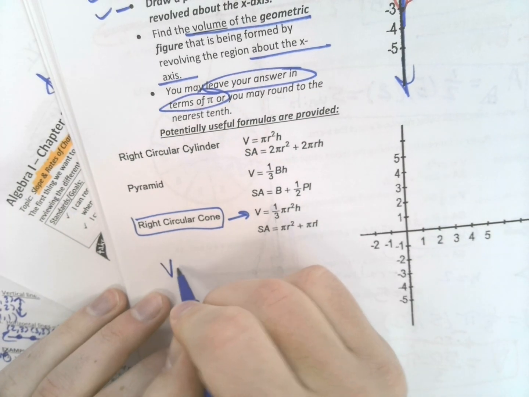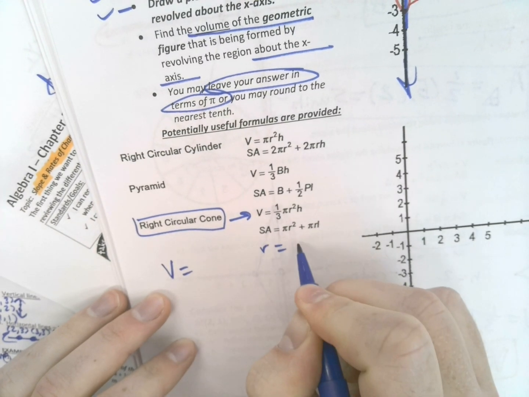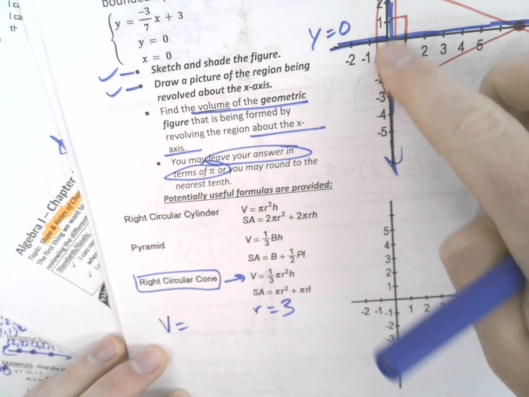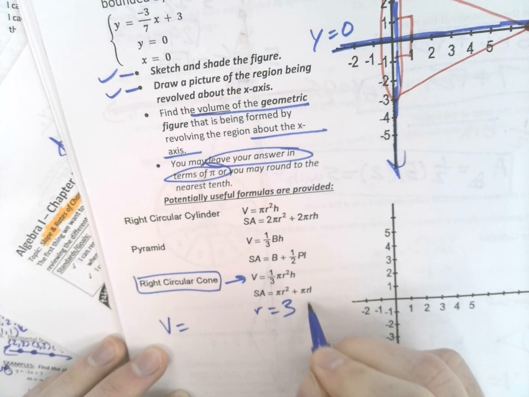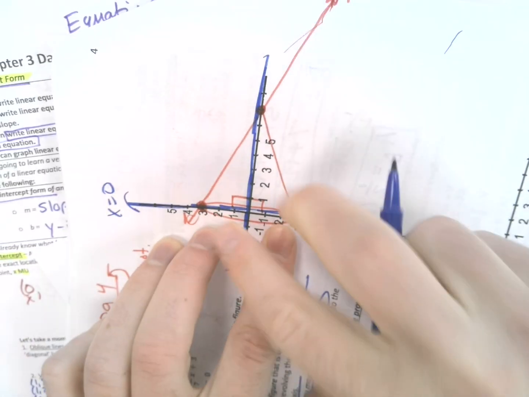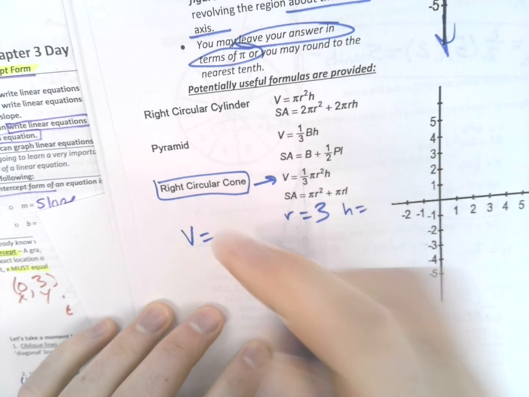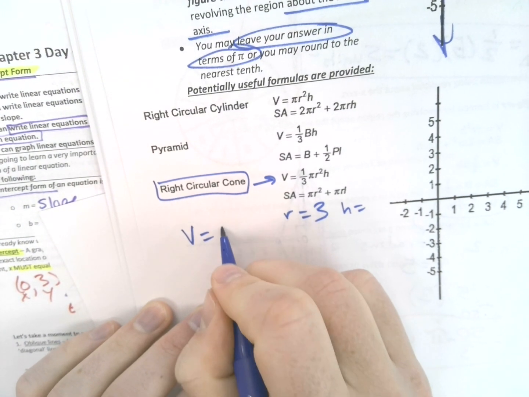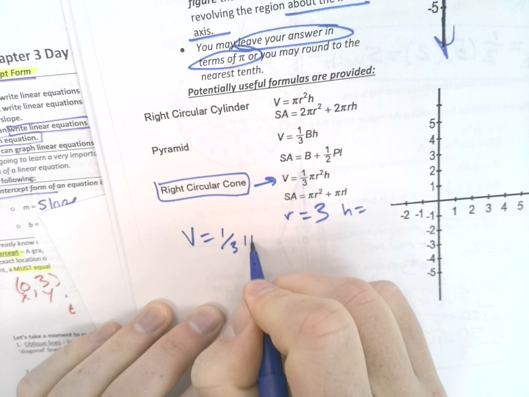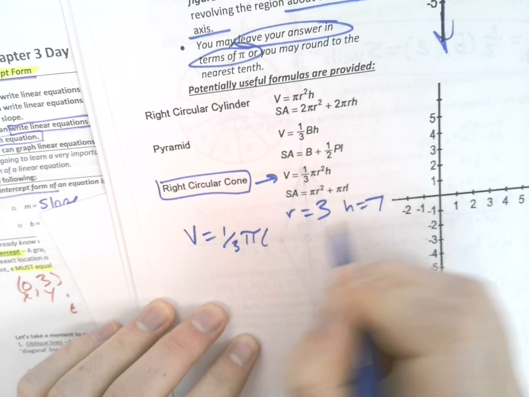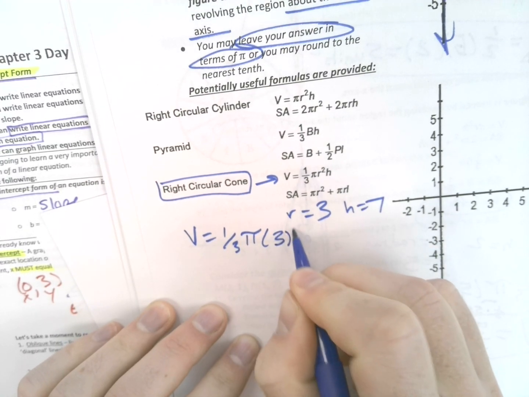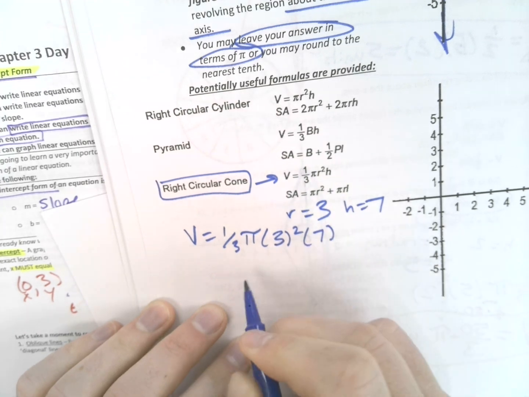So volume is going to be, the radius 3. The height is going to be 7. And so you've got 1/3 pi times 3 squared times 7.